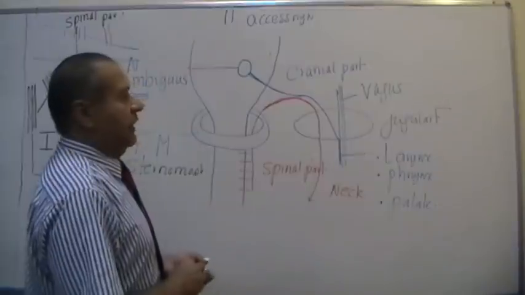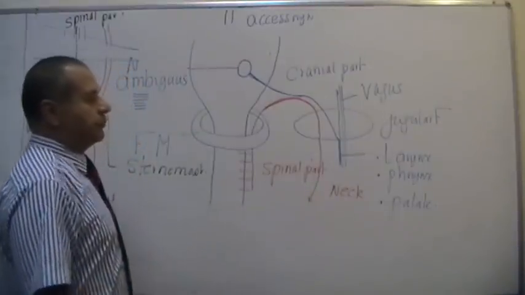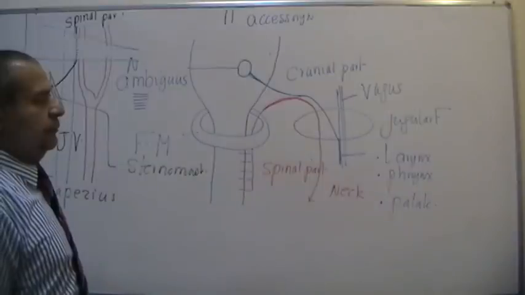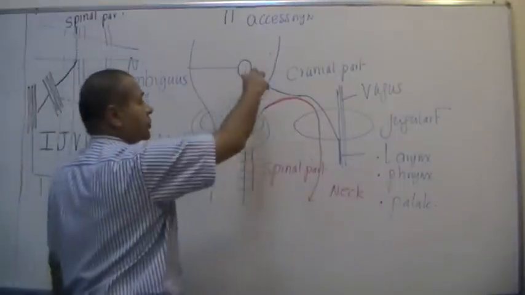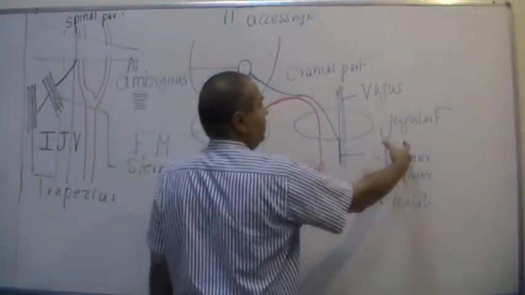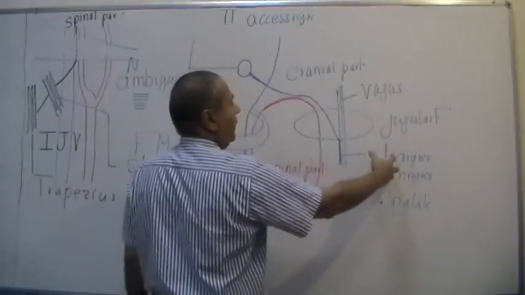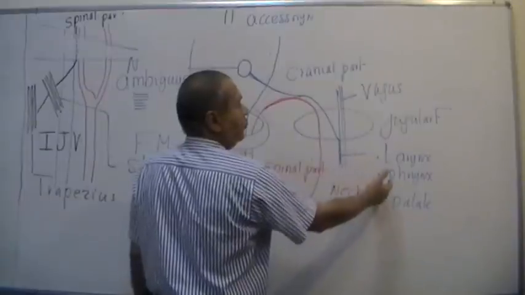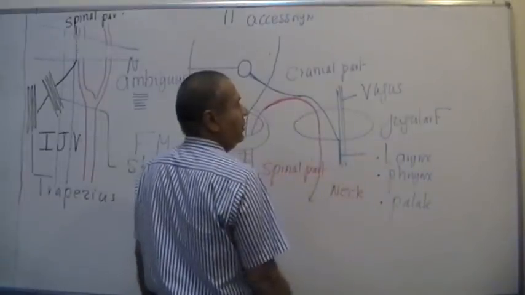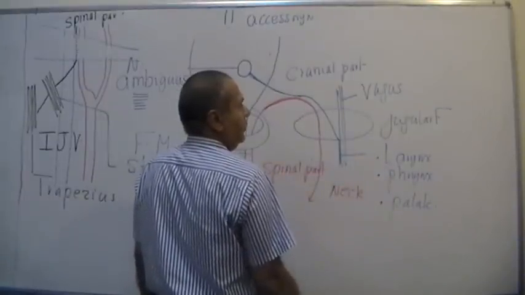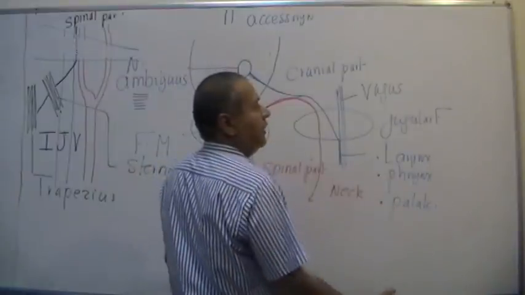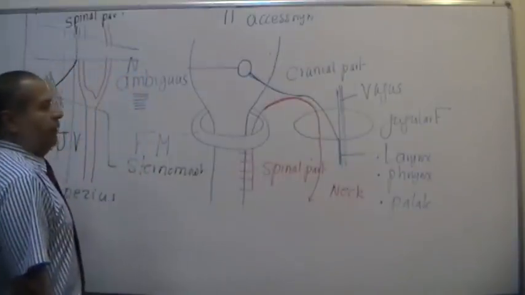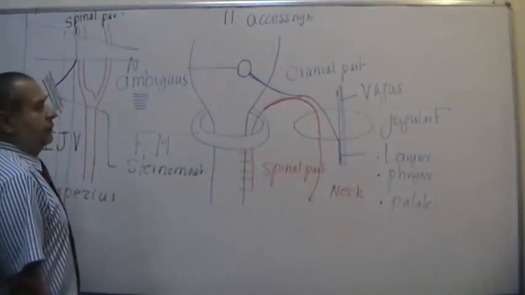through the pharyngeal plexus and through the branches of the vagus nerve. So the cranial part of the accessory nerve passes through the vagus to supply the larynx. Motor nerve supply to the larynx is through the recurrent laryngeal nerve or external laryngeal nerve, to supply the pharynx through the pharyngeal plexus of nerves, to supply the palate through the pharyngeal plexus of nerves, which we will explain later.